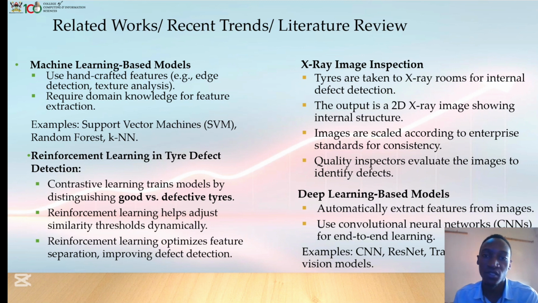In related works, X-ray images are one of the major methods used in factories to check tires, whereby tires are run through an X-ray machine and a 2D output is given, which is then inspected for defects. Simple machine learning models such as support vector machines are also being used, but these are less efficient and accurate, which makes it still a great problem.